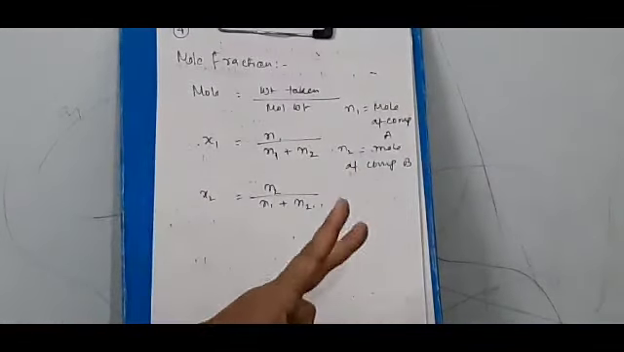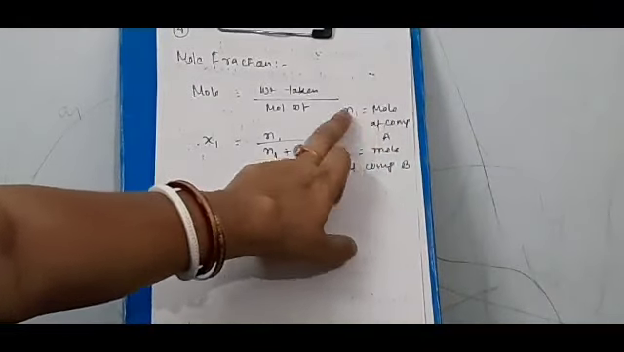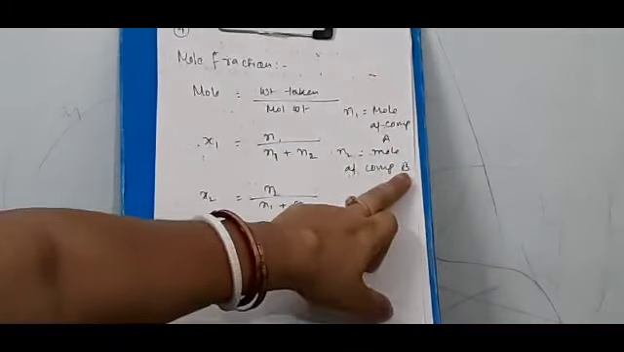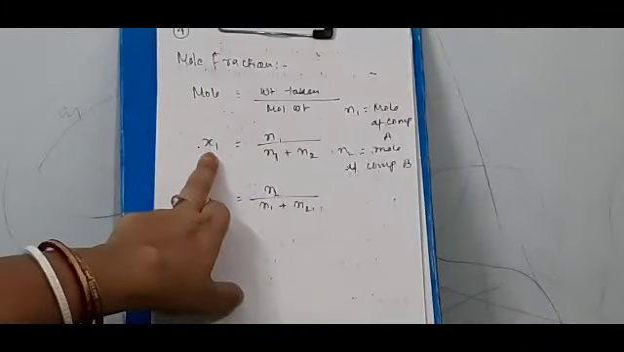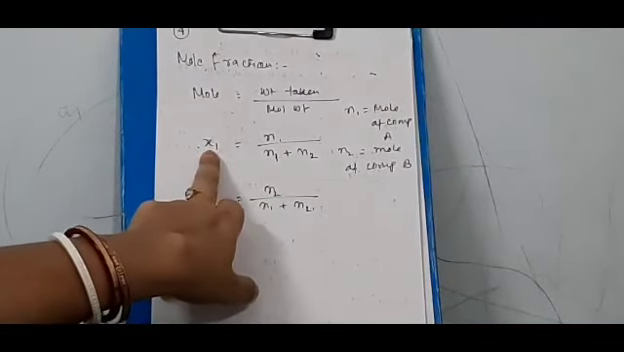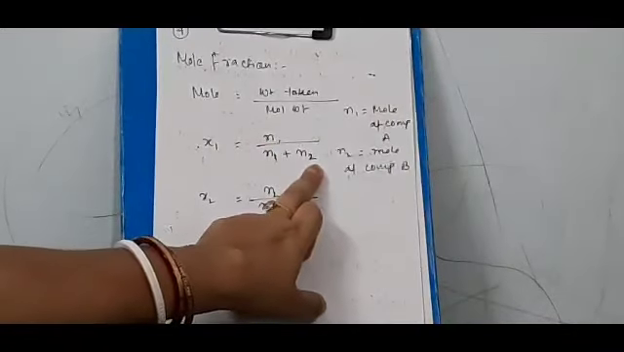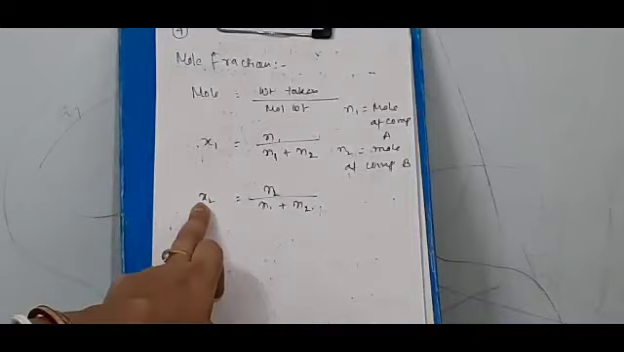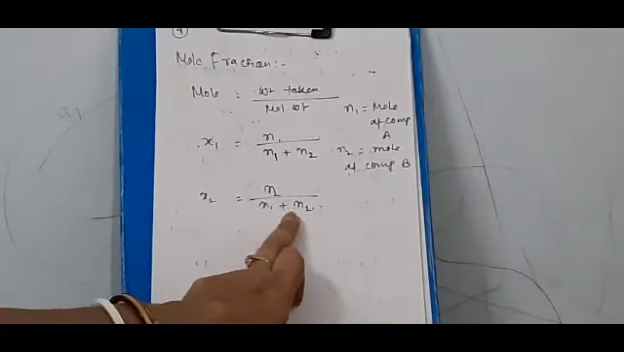Suppose we are taking two substances A and B. A's number of moles is N1 and B's number of moles is N2. The mole fraction, abbreviated as x1, that is the mole fraction of substance A, will be N1 divided by N1 plus N2. And x2, the mole fraction of B, will be N2 divided by N1 plus N2.